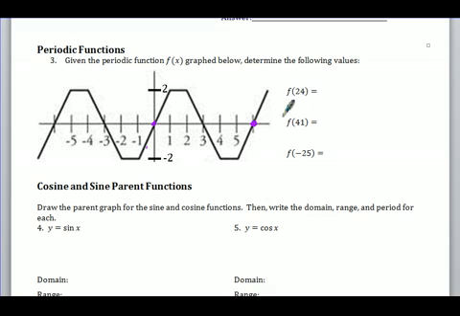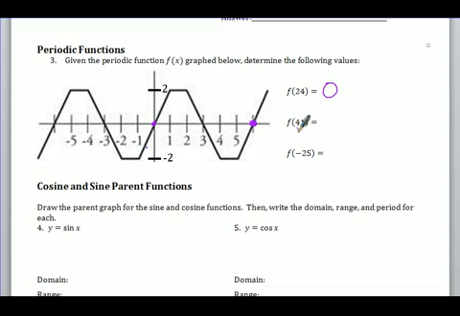Well, 24 is divisible by 6, and so that means that by the time I get to 24, I'm going to be back at this point right here on the function, which means my function value, my y value at that point, is 0.